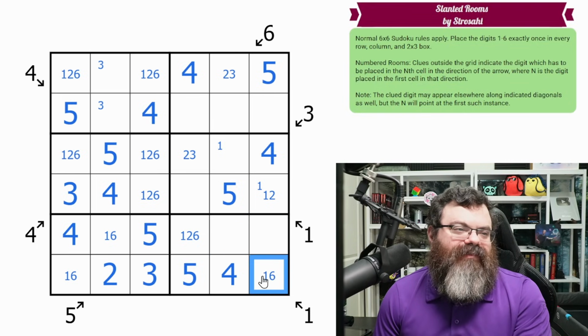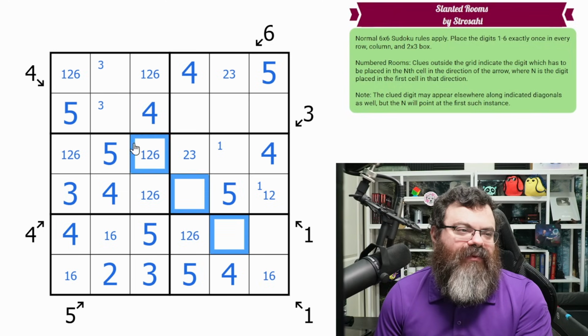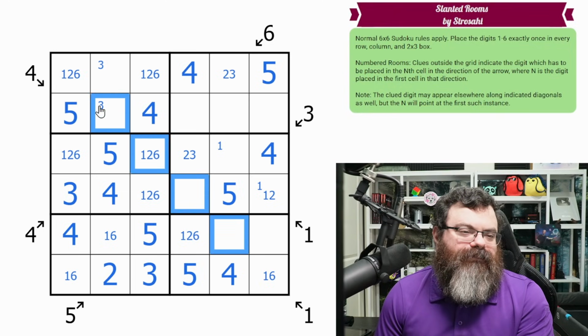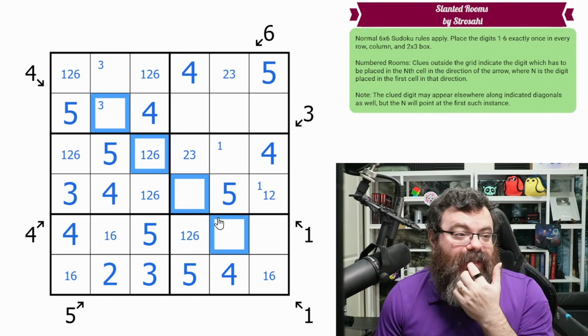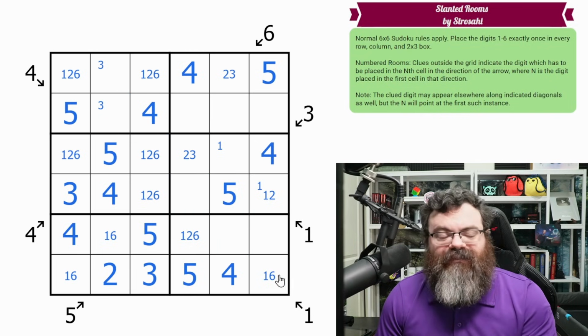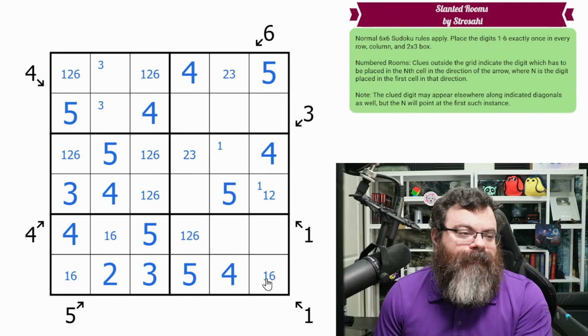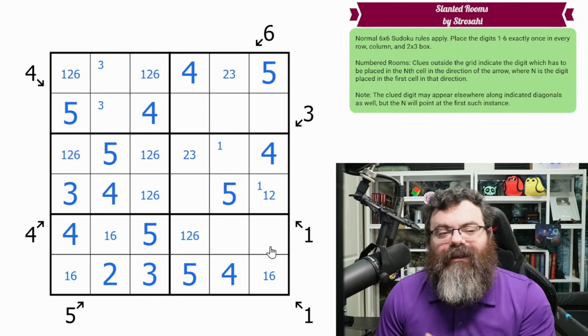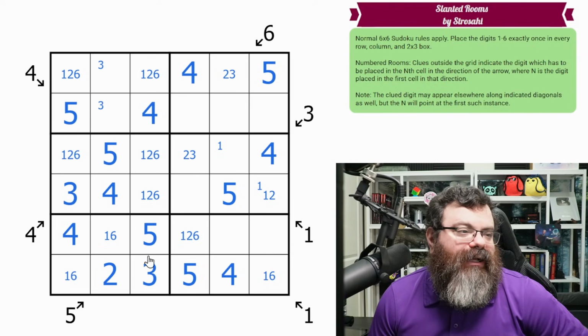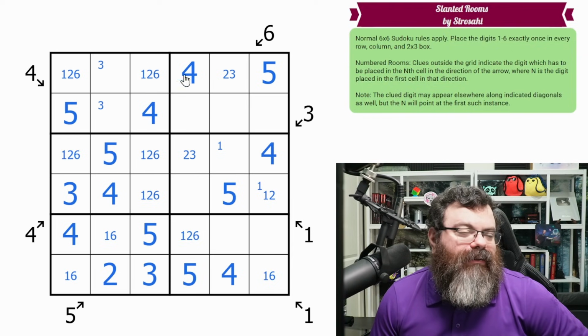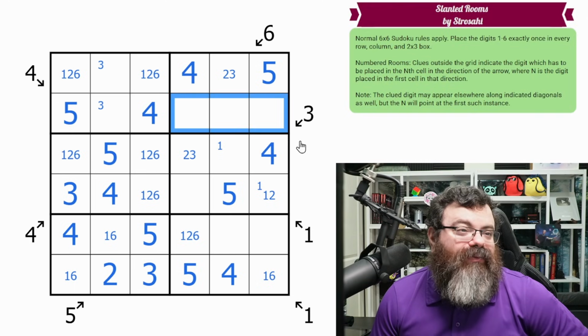Ooh. It would be tough for this to be a 6, because we couldn't have any more 1s along here. It's possible, I guess, is what I'm saying. That'll be pretty interesting, actually. What's going on here? 1, 2, 3, 6. Don't really want to pencil more of that if I don't have to. Let's see.